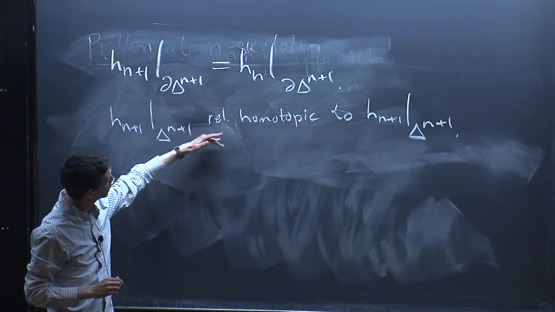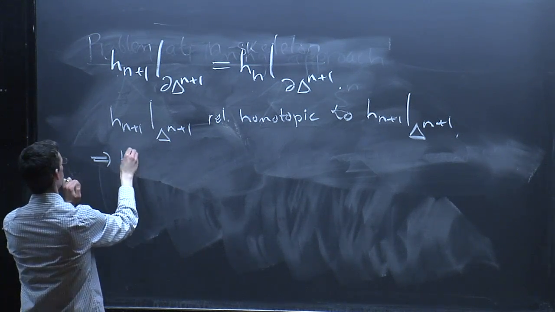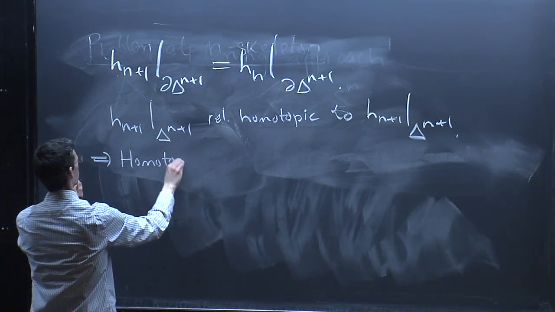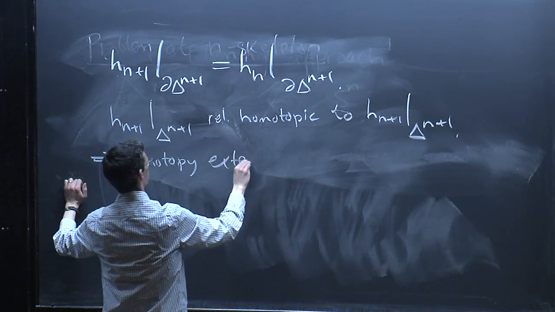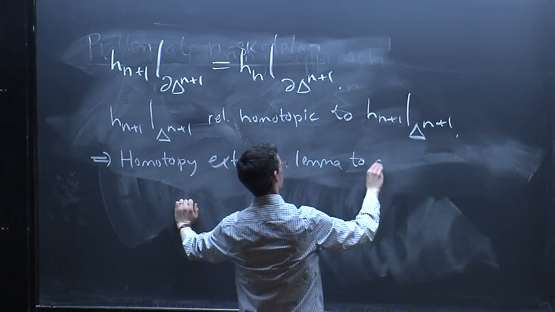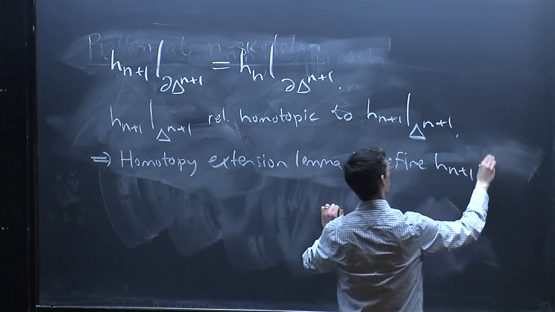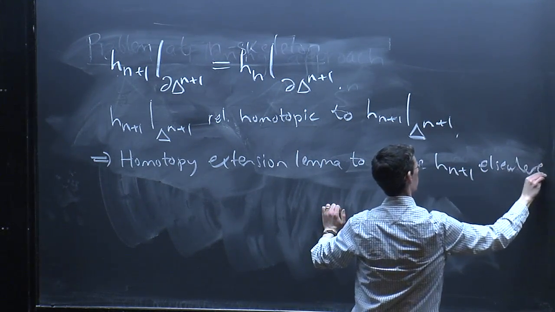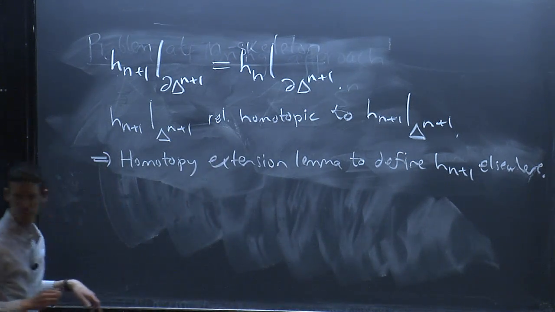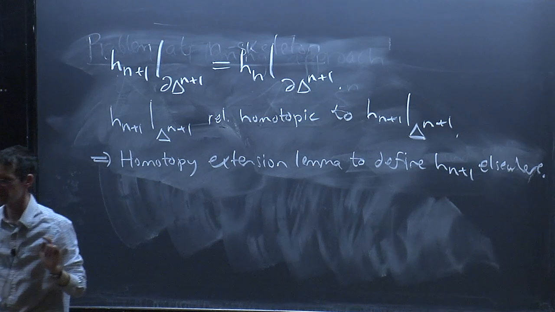Now, why do I want to do this? Since this is a relative homotopy, I can use the homotopy extension theorem, or lemma, to define hn plus 1 elsewhere. So that's why I need to have this relatively homotopic.